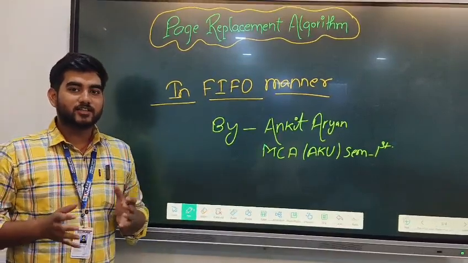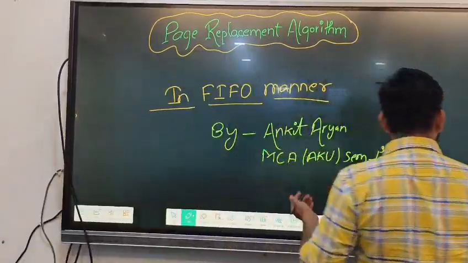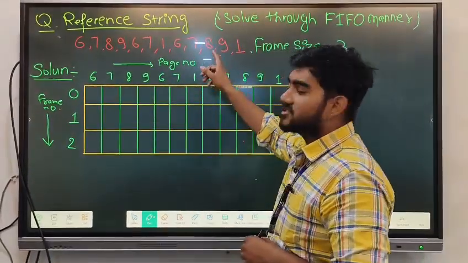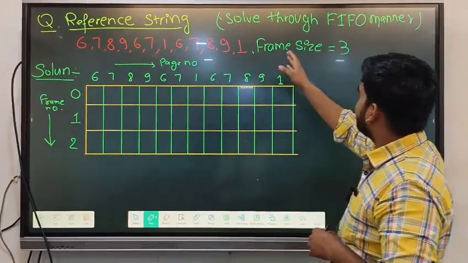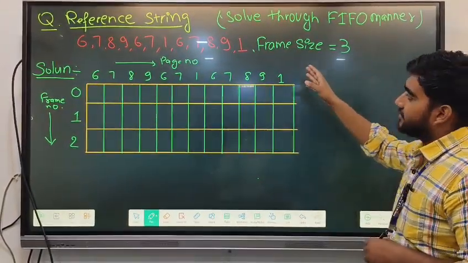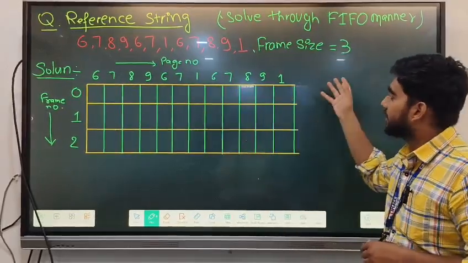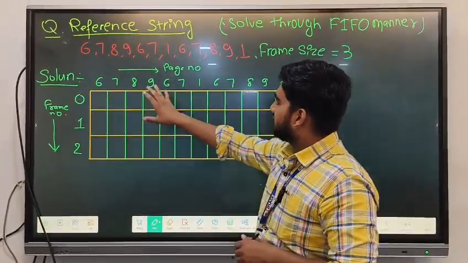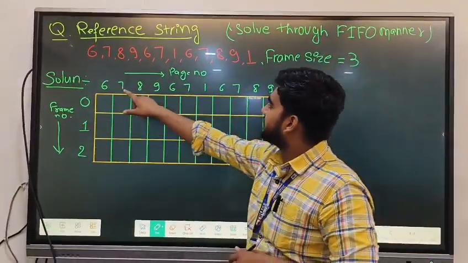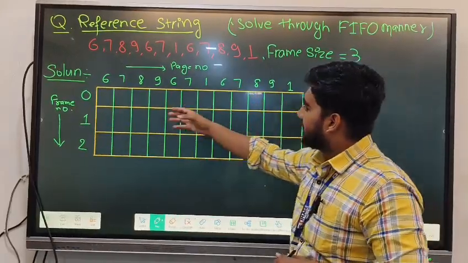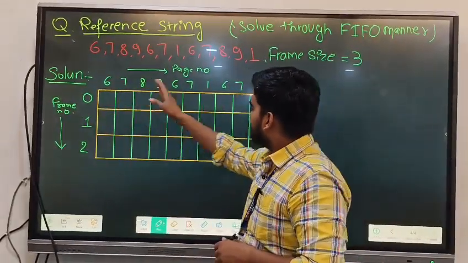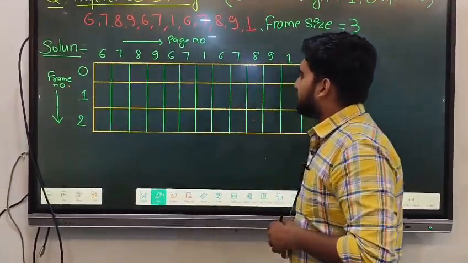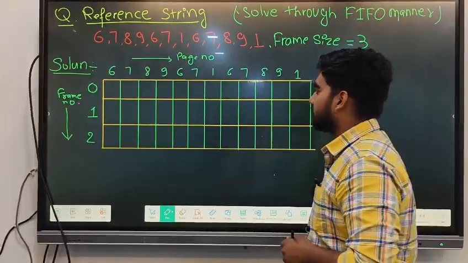So let's understand with an example, or I can say a question. Here the reference string is given in this question along with the frame size, which is 3, and we have to solve it in FIFO manner. You can see here I have already made a table. The reference string count is 12, so I have written the reference string here and the frame number here. The page number is written in this direction and the frame number is written in this direction. So now let's solve it for better understanding.